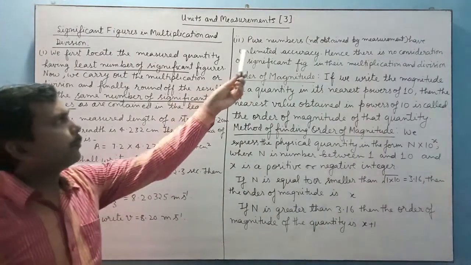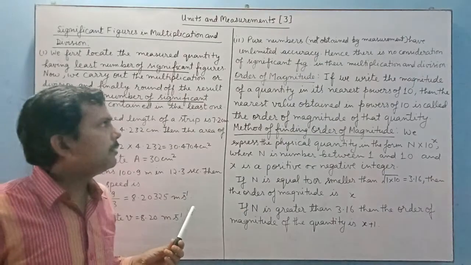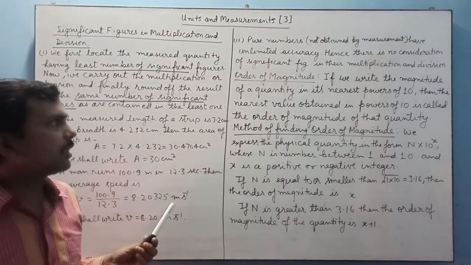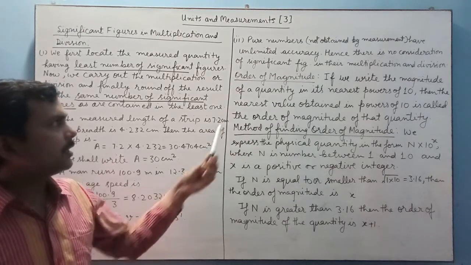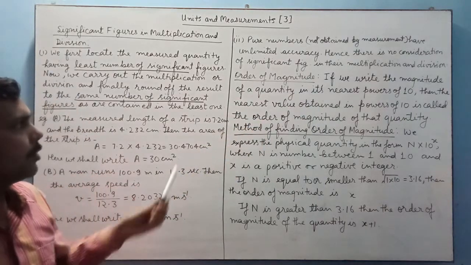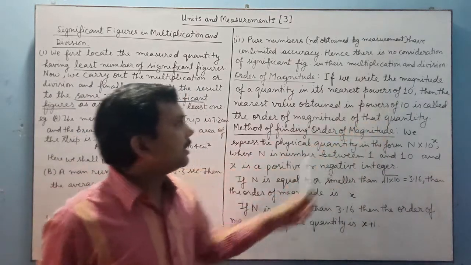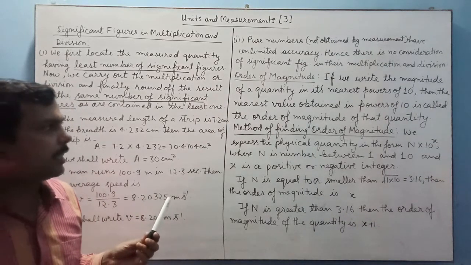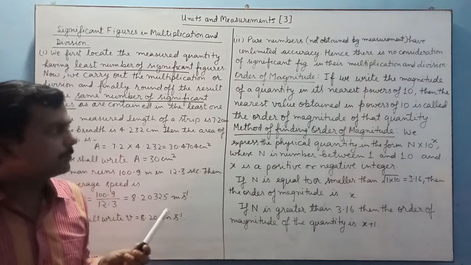Number 2, pure numbers not obtained by measurement have unlimited accuracy. Hence there is no consideration of significant figures in their multiplication and division. Next is order of magnitude. If we write the magnitude of a quantity in its nearest power of 10, then the nearest value obtained in the powers of 10 is called the order of magnitude of that quantity.